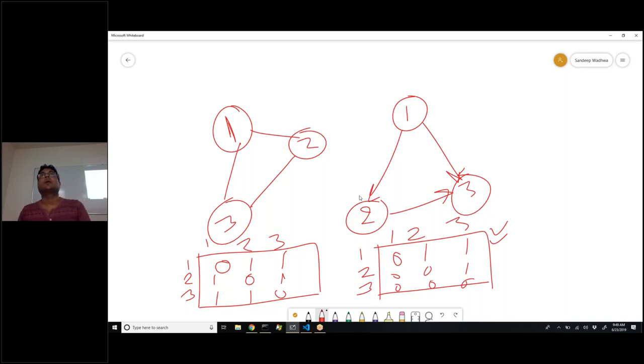Family tree, no. Your father is your father, but you are not his father, right? So that is not undirected. But yeah, the example that you are saying is very broad, but there are a lot of relationships which are undirected.